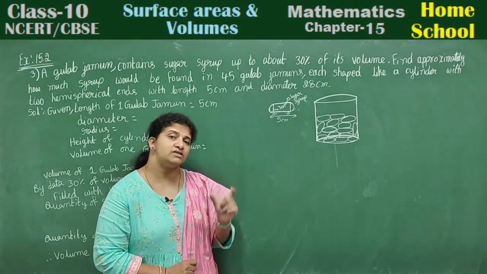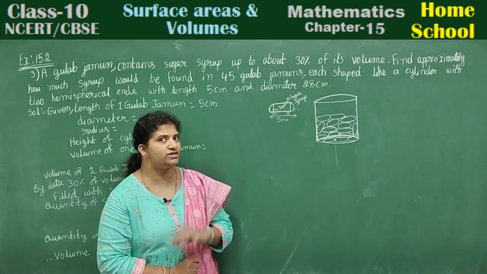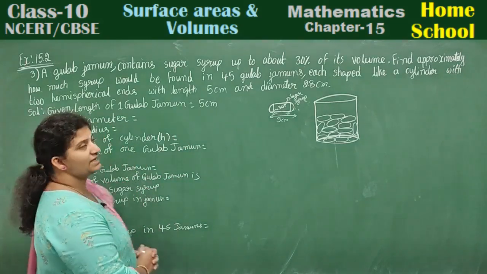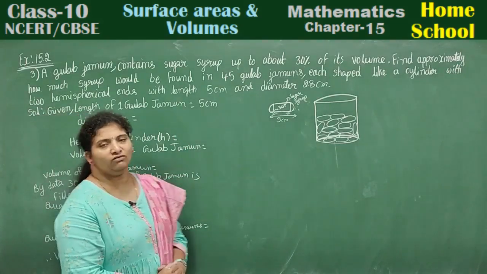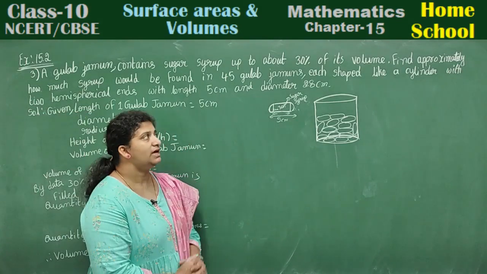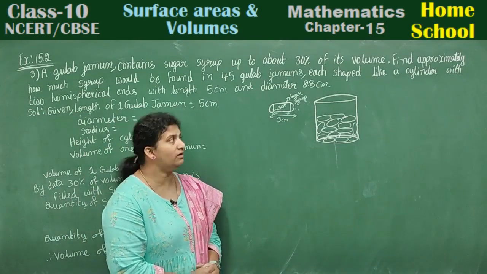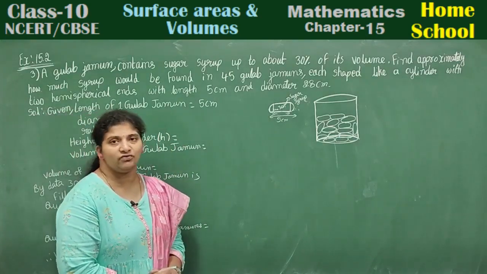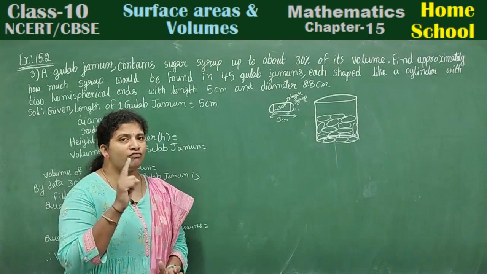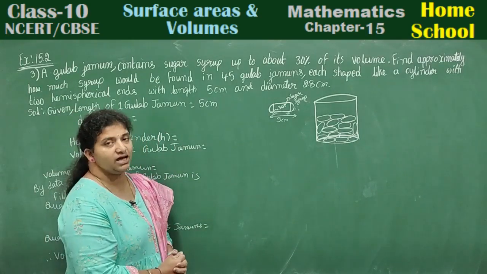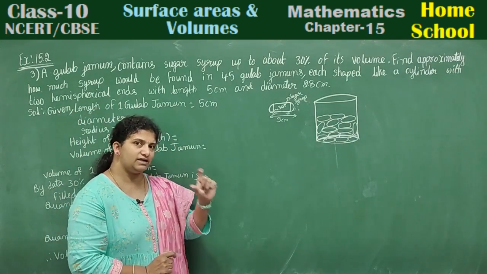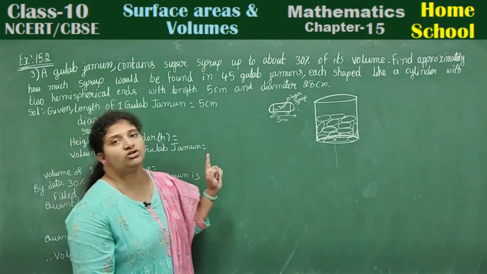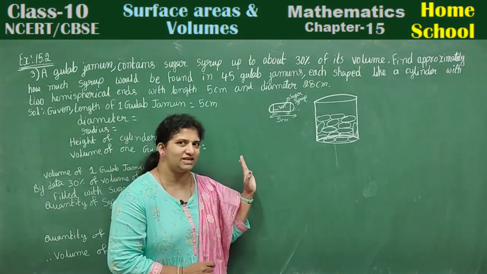Right? 30% of a jamun is filled with the sugar syrup. Find approximately how much syrup would be found in 45 gulab jamuns, each shaped like a cylinder with 2 hemispherical ends with length 5 centimeters. Length of 1 jamun is 5 centimeters. And it is in which shape? A cylinder and two hemispheres are joined like this. And each jamun is covered with 30% of sugar syrup.